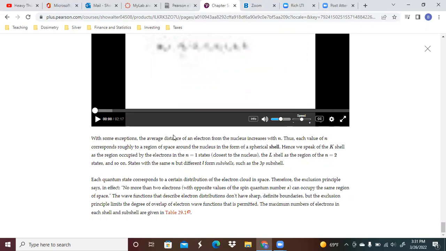With some exceptions, the average distance of the electron from the nucleus increases with n. Thus, each value of n corresponds roughly to a region of space around the nucleus in the form of a spherical shell. Hence, we speak of the K shell as the region occupied by the electron in the n equal to 1 state, the L shell as the region of n equal to 2, and so on.